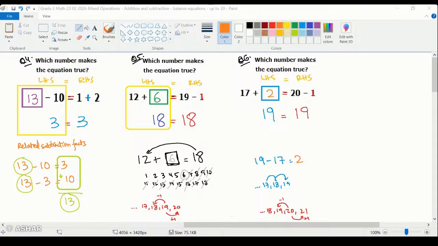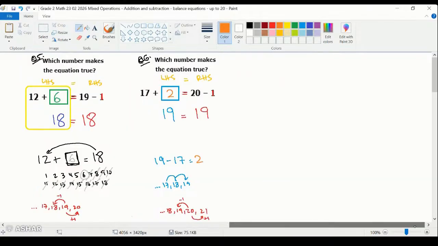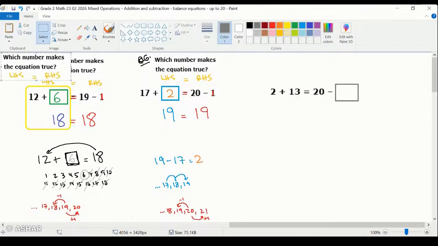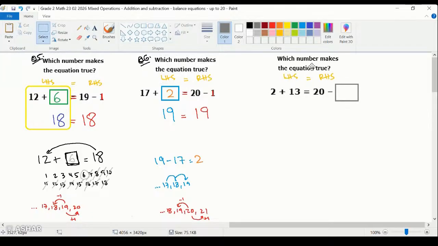The next question says 2 plus 13 is equal to something. This is our missing value over here. And they are asking us which part of the equation makes it true.